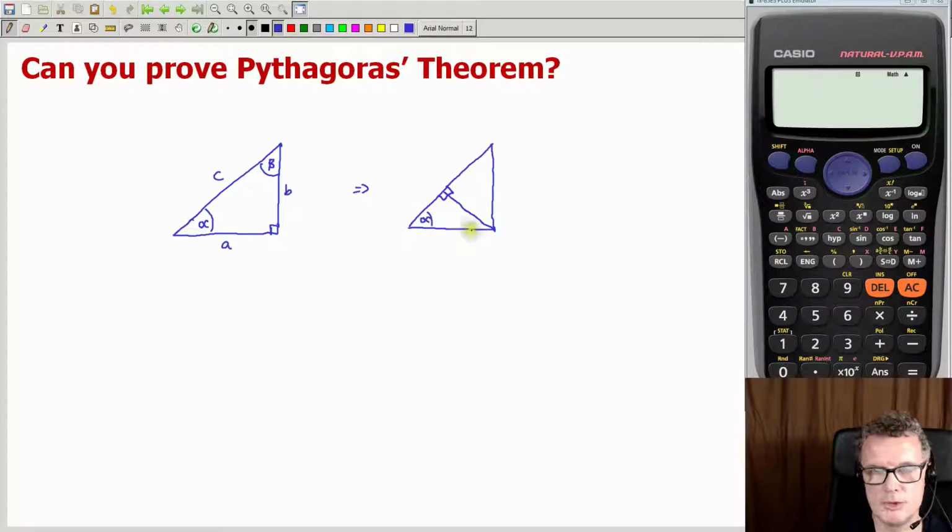So use complementary theory here for finding your angles. So if that's alpha, then this must be beta. And if this is beta up here, that must be alpha down there. So I've now got these two triangles which will obviously have the same area as this triangle here.